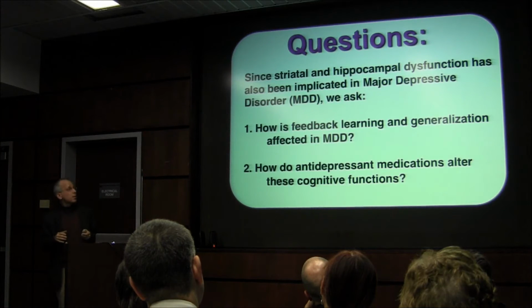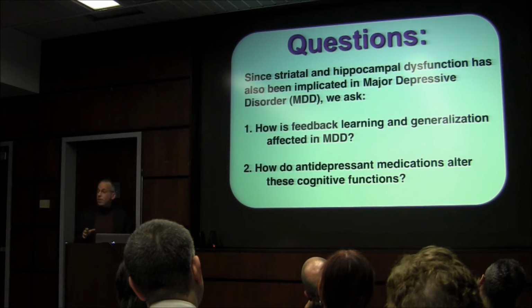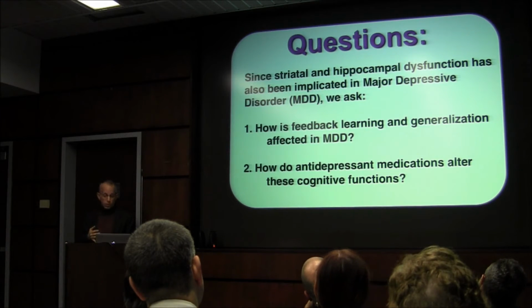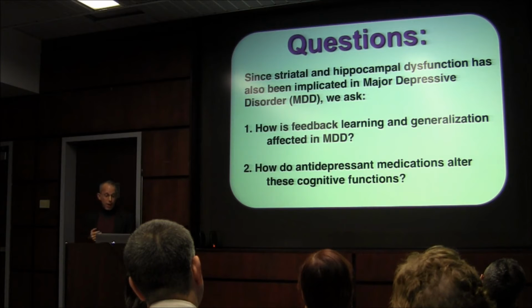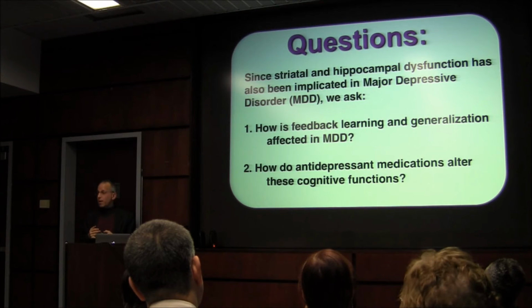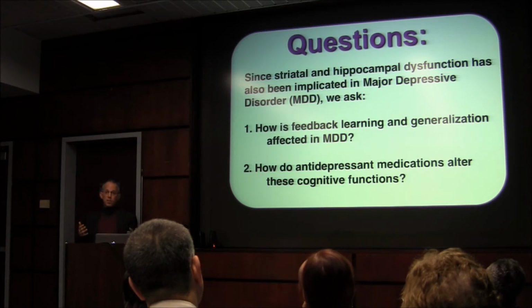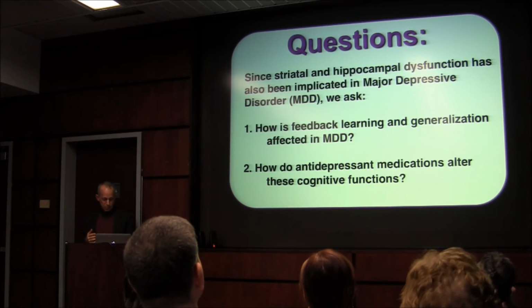So the questions, since striatal and hippocampal dysfunction has been implicated in major depressive disorder, also known as clinical depression, we can ask, how is feedback learning and generalization affected in major depressive disorder? And how do antidepressant medications alter these cognitive functions? So analogous to the kinds of questions we asked about Parkinson's disease.